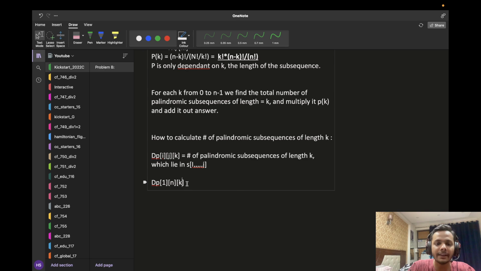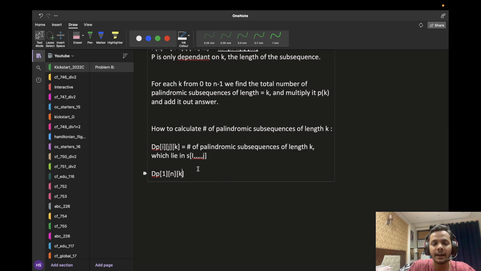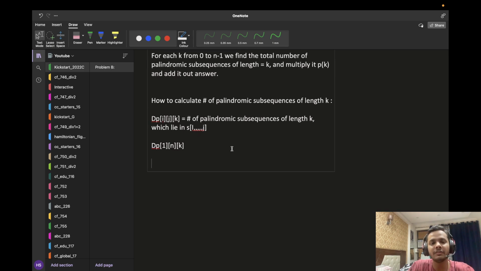Because S of 1 to n is the entire string, we are interested in the number of palindromic substrings of length k in the entire string. So these are the values in which we are interested, right? Now, how to make the transitions? I will just briefly describe the transitions and then show you the code, which will make things much clearer.